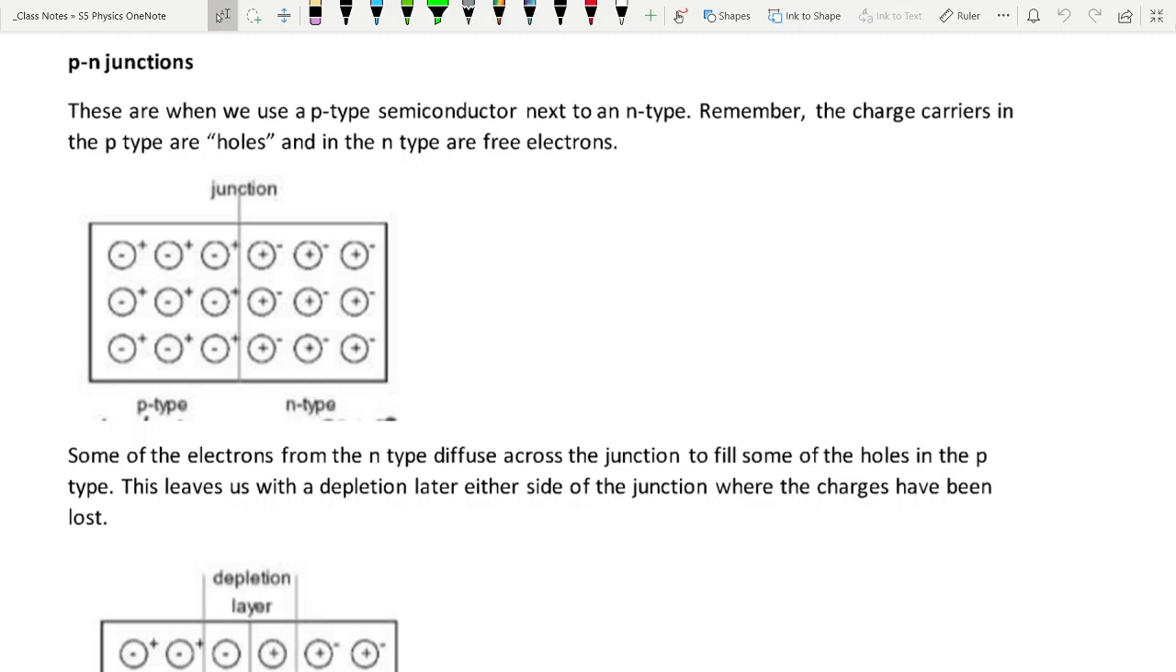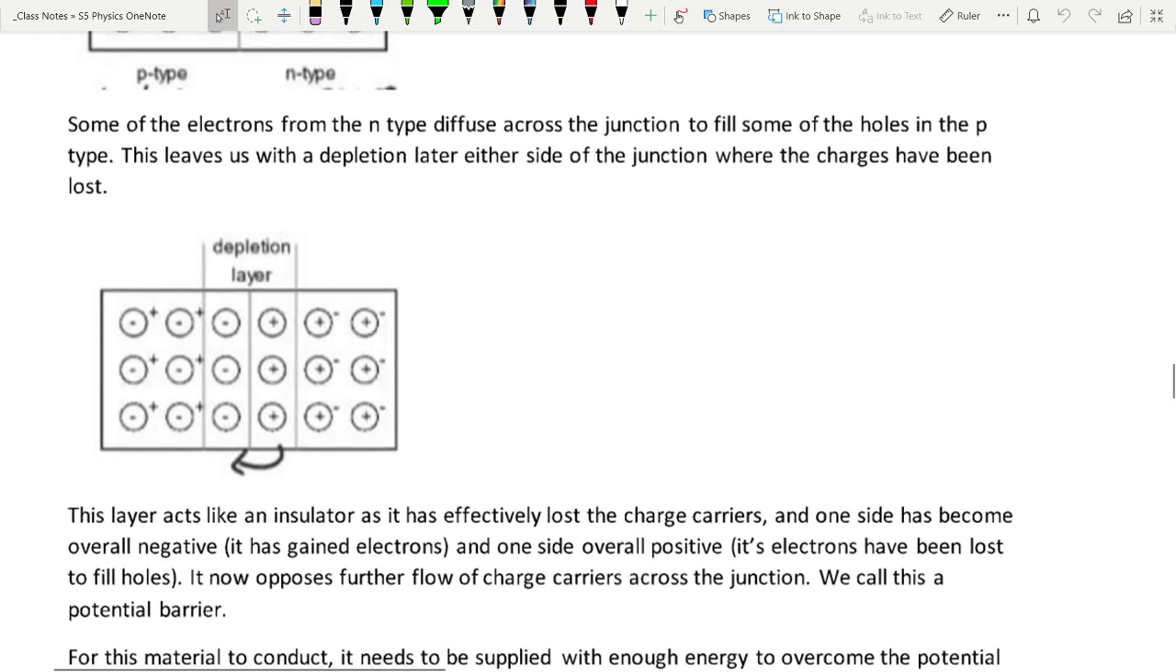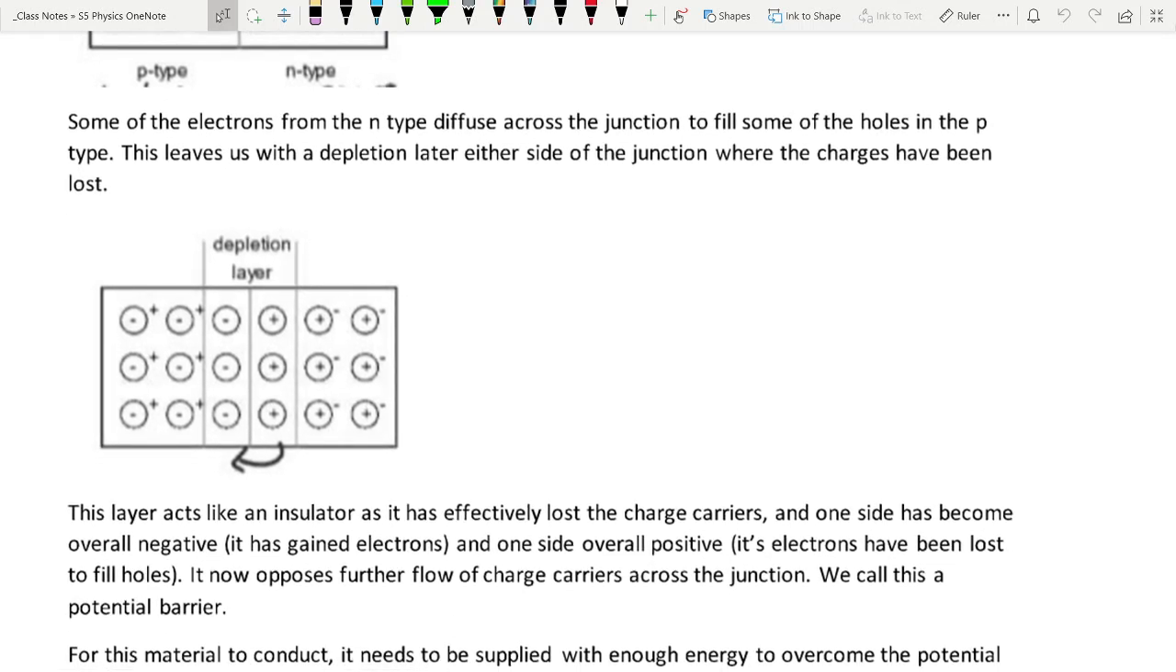So what happens when you first put them together is this electron will fill that hole, this electron will fill that hole, this electron will fill that hole. So the electrons near to the holes will fill them in. Okay, just naturally, because that's what electrons do. So some of the electrons from the n-type diffuse into the junction to fill some of the holes in the p-type. This leaves us with a depletion layer either side of the junction where the charges have been lost. So here we go.